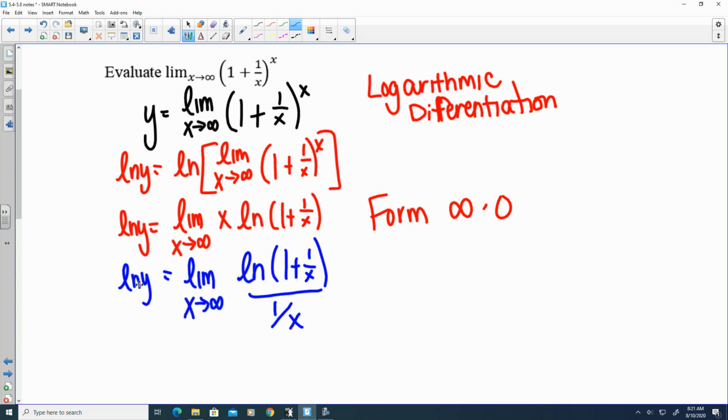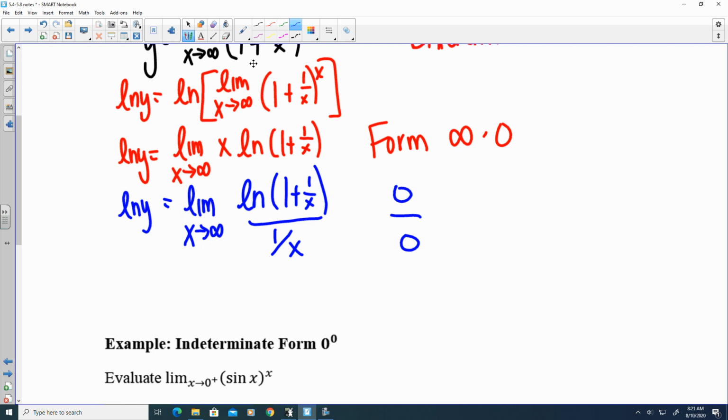Now, it seems kind of counterintuitive because it looks like we made the question harder. But if we bring that 1 over x down to the bottom and then plug in infinity, we're going to get 0 over 0, which is one of our indeterminate forms we can do L'Hopital's for. So let's go ahead and do L'Hopital's.